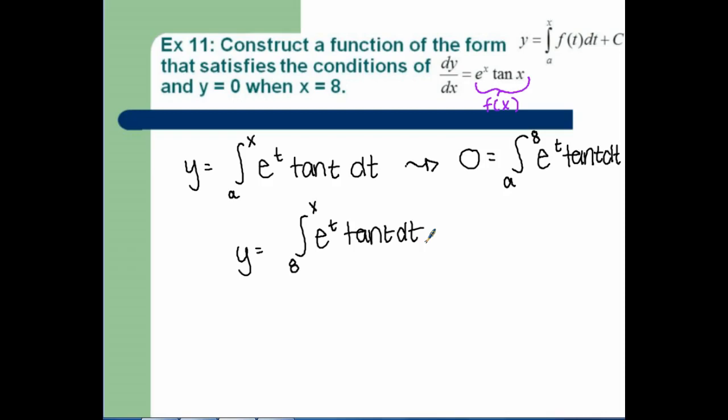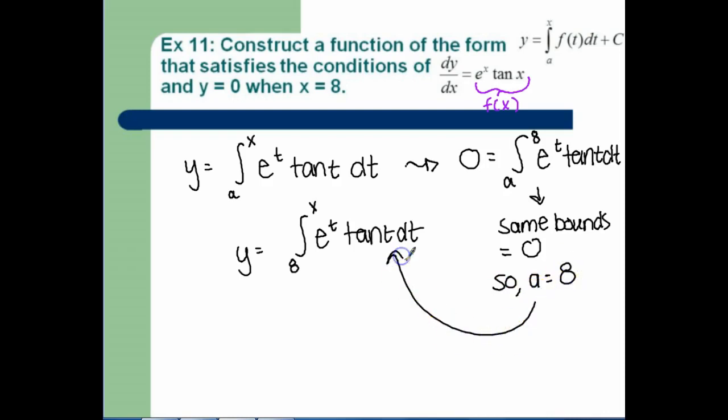Remember, that rule is your favorite rule. Same bounds equals 0. So a equals 8, thus giving you this. That's why the y value equals 0 is so important, because you need to know, okay, if it has to equal 0, my bounds have to be the same. Good.